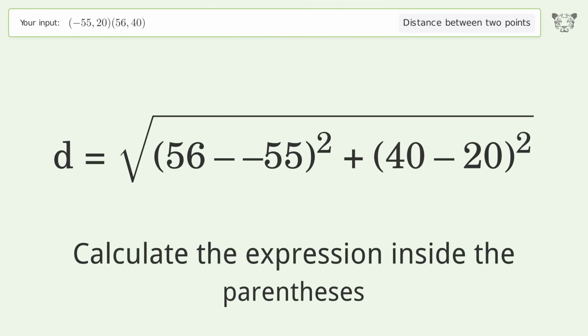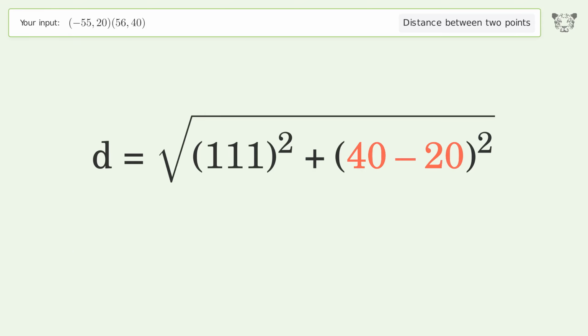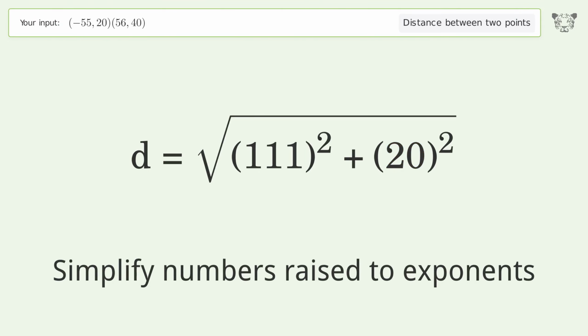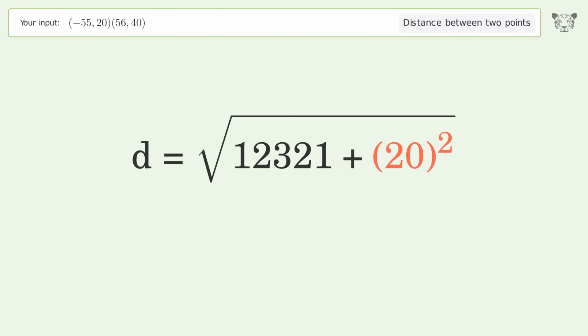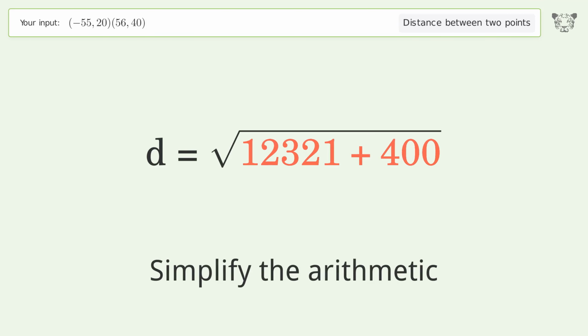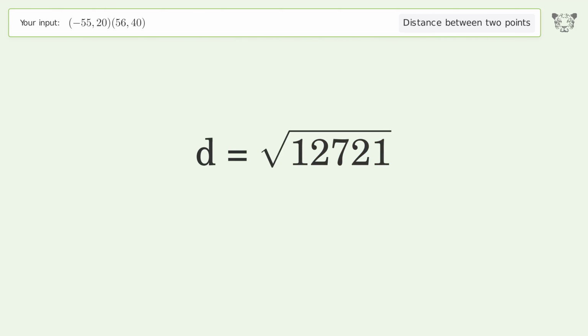Calculate the expression inside the parentheses. Simplify numbers raised to exponents. Simplify the arithmetic. And so the distance between the 2 points is the square root of 12,721, or 112.787.